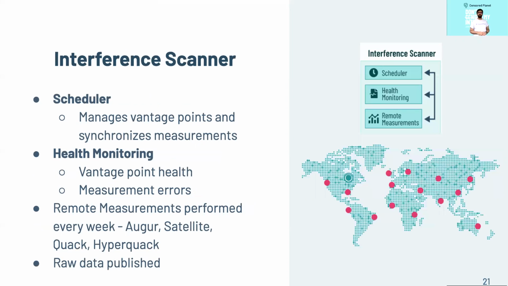Once the inputs are selected, a scheduler starts off the remote internet measurements using Augur, Satellite, Quark, and HyperQuark. We continuously monitor system health to ensure measurement errors are avoided, and the raw data collected every week is published on our website.